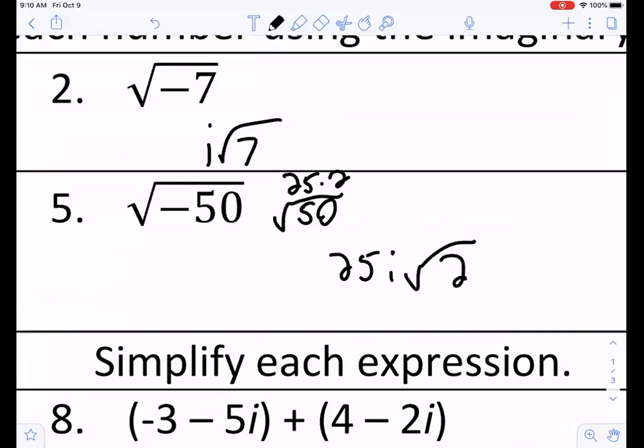Let's zoom into your number 5. On number 5, you wrote that really good, the 25 times the 2. Just erase your last 25, get rid of the 25, because what is the square root there? The square root of 25 is 5. So you just put a 5 on the outside.